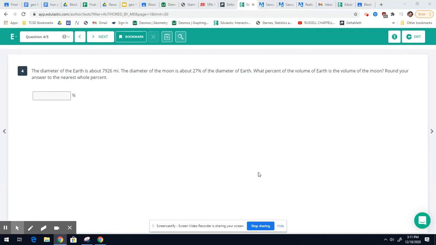All right, so next one says the diameter of the Earth is about 7,926 miles. The diameter of the moon is about 27% of the diameter of the Earth. What percent of the volume of the Earth is the volume of the moon? Round your answer to the nearest whole percent.